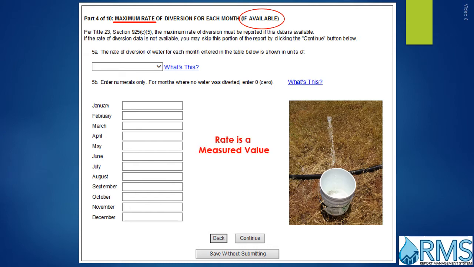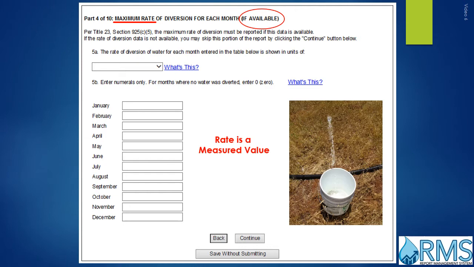The maximum rate of diversion is a measurement of the maximum speed or maximum rate of flow at the point of diversion during the month. The rate of flow is measured rather than being a visual estimate. For example, the water right holder can measure gallons per minute using a bucket and a stopwatch.